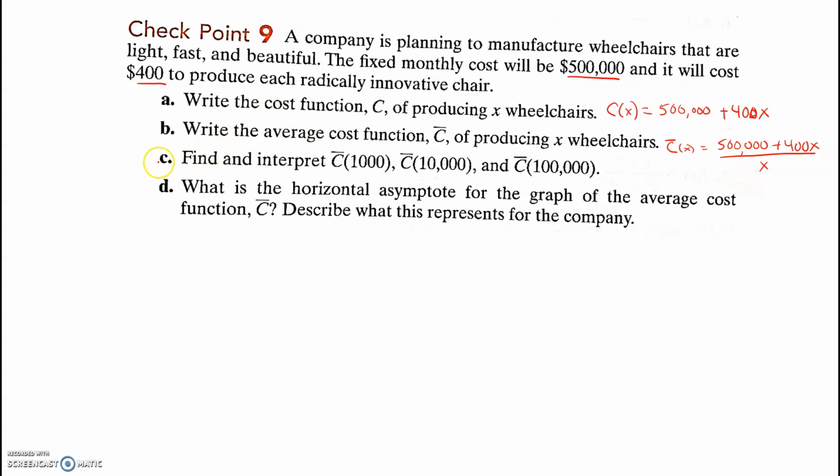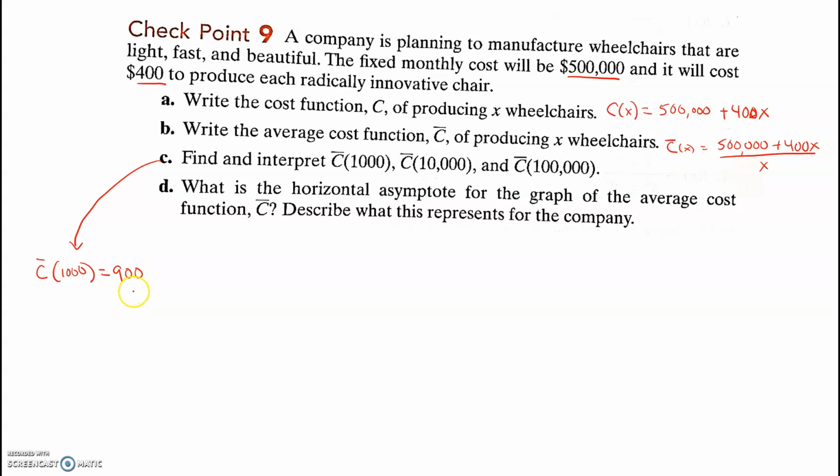And then part C, we're going to need a little room for this one. C says find and interpret the average cost of 1,000, the average cost of 10,000, and the average cost of 100,000. So the average cost of 1,000: plug in 1,000, so 400 times 1,000, add 500,000, and divide by 1,000, and you should get 900.